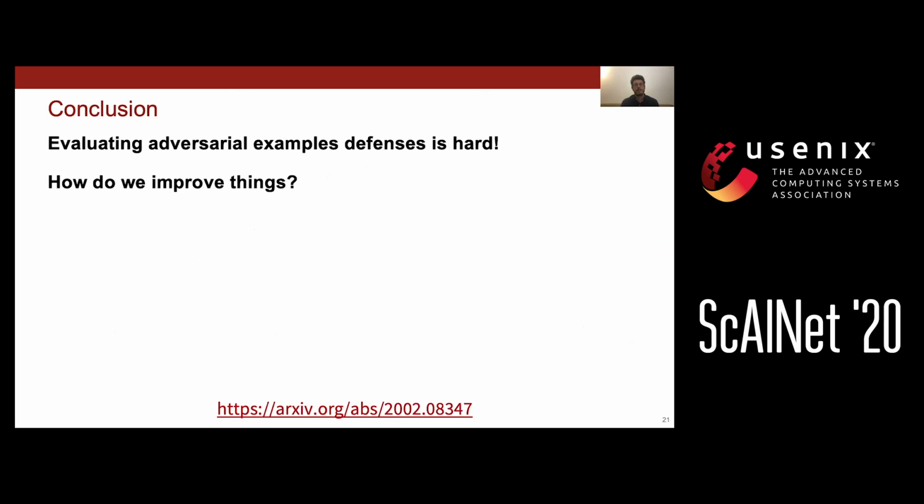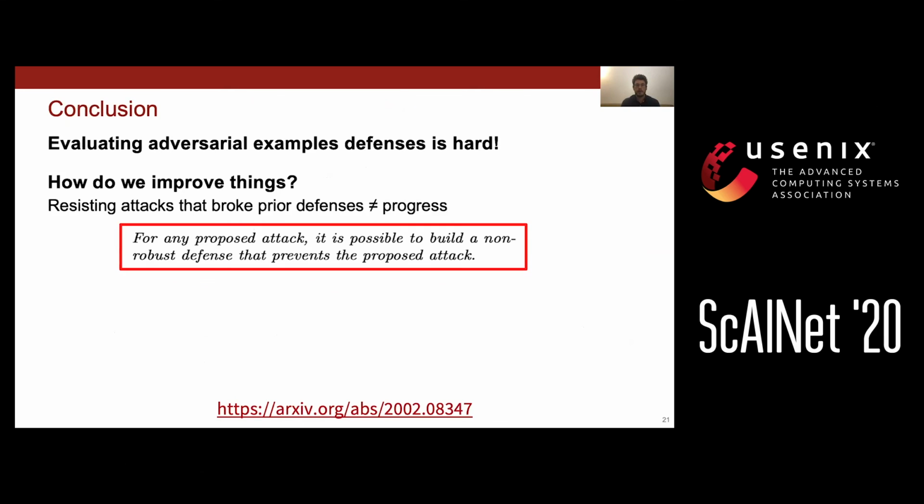So to conclude, the main takeaway from our work is that evaluating adversarial examples defenses is just hard. But there's still a lot of room for improvement in the way that we currently do this. And part of this is conceptual. Authors and reviewers have to realize that showing robustness against prior attacks is a fairly weak goal, and this is just not the way forward. And our conjecture here is actually that we're not going to come up with a fully universal attack, so defenses really have to be evaluated against adaptive attacks.